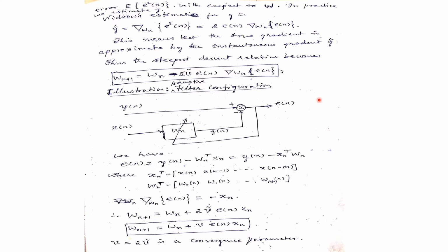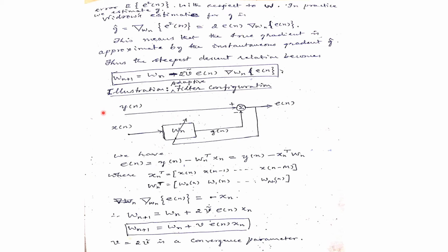Now let's concentrate on the actual configurations. Earlier we discussed three different configurations: predictor, filter and noise canceller. These are the three configurations that we saw. Let's try to transform these configurations into the adaptive filtering configurations.